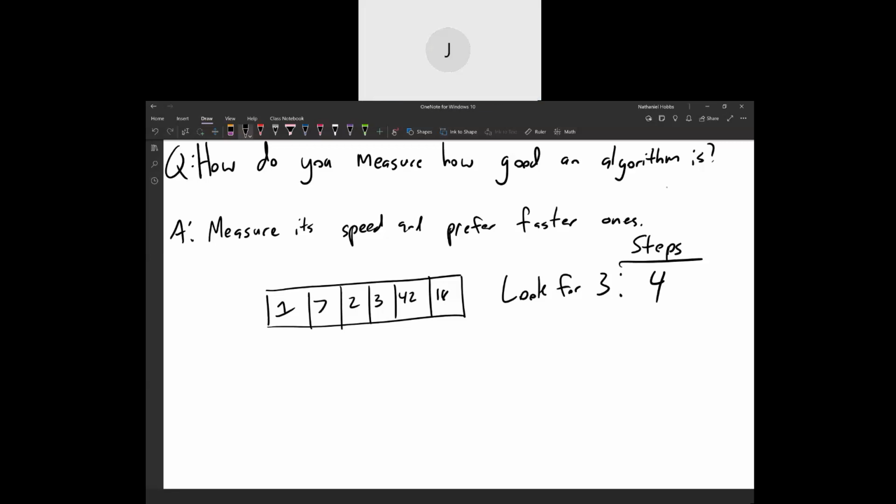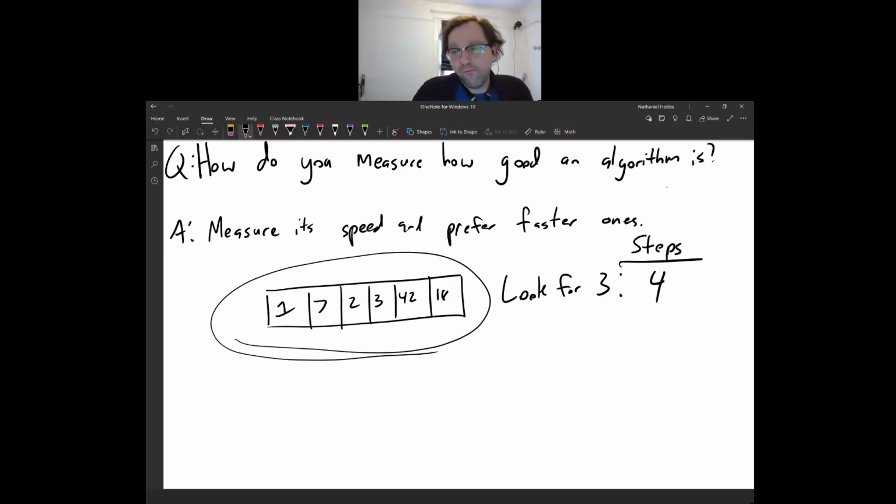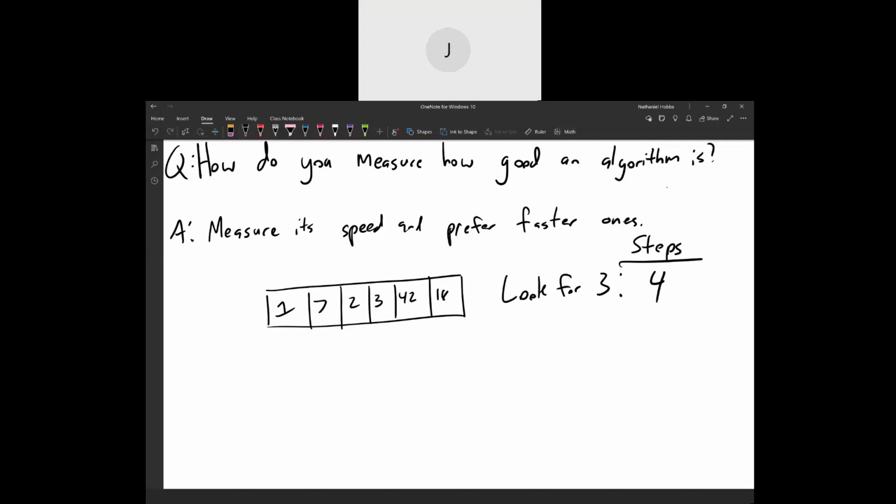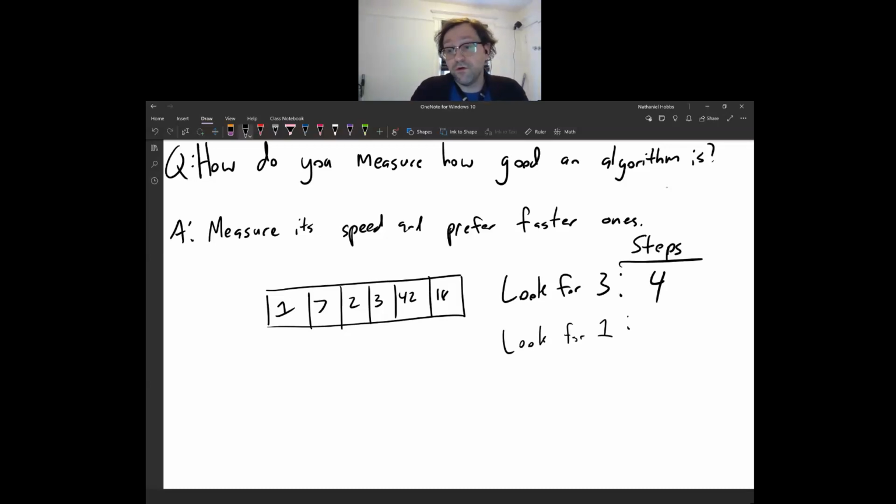Okay, so here you would say that this algorithm takes time 4? Yes, because it has to travel 4 indexes until it reaches 3. Okay, so then what if you look for 1? How many steps? Just 1 step, because it would just look at the first index 0 and then find number 1.